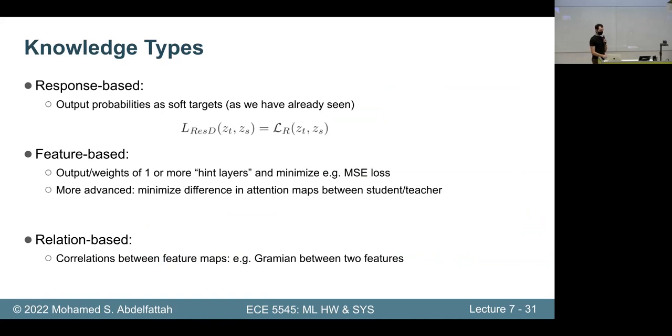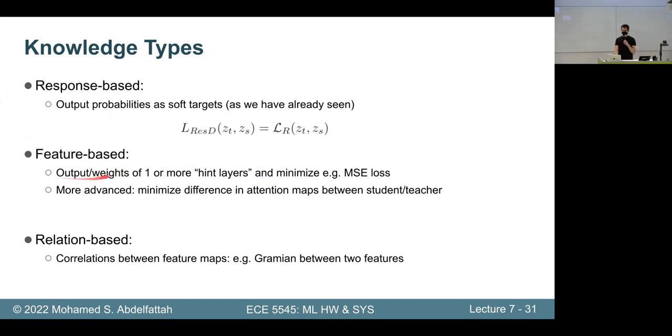There are also different knowledge types. So far, I've just said let's use the soft targets, basically the softmax probabilities of a teacher network, but you can use other stuff. Typically, what we covered so far is called response-based. It looks at the response of the neural network, and based on that response or output, it uses that as knowledge in the distillation loss.